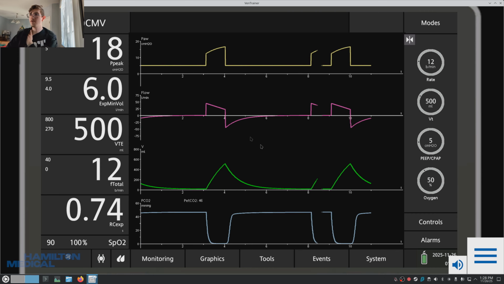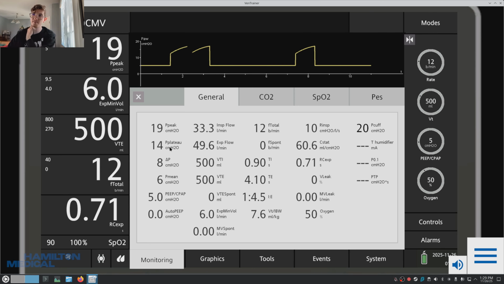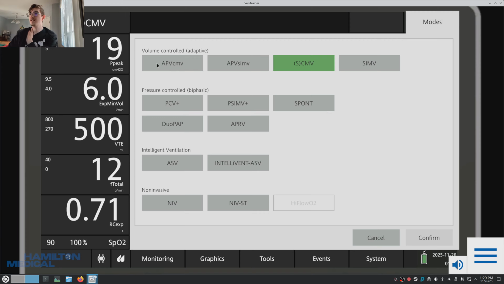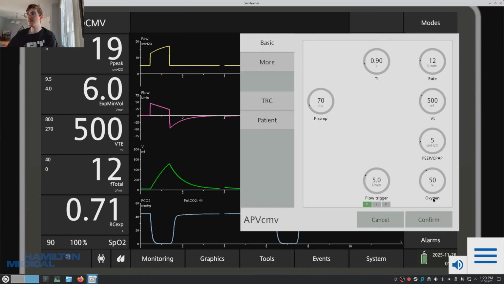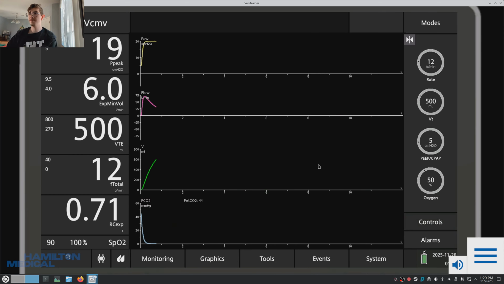So here's our volume control. Tidal volume of good old 500. Once again, plateau of 14, driving pressure of 8, static of 60, peak of 19. Let's try PRVC. Same settings. I'm not going to change anything. I'm going to keep it exactly the same. Confirm. Okay. So first, watch what the ventilator is doing.